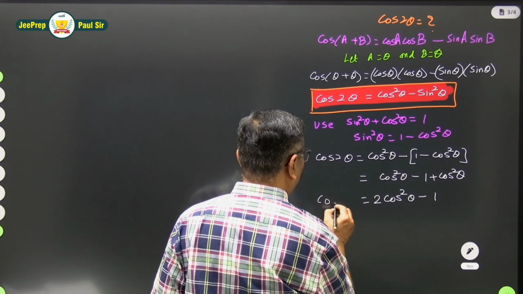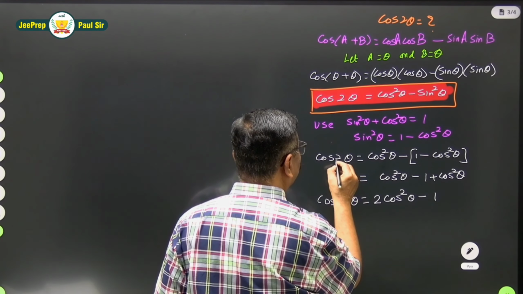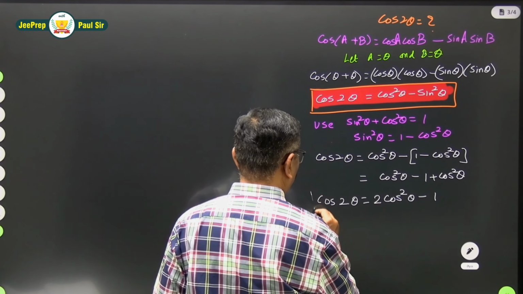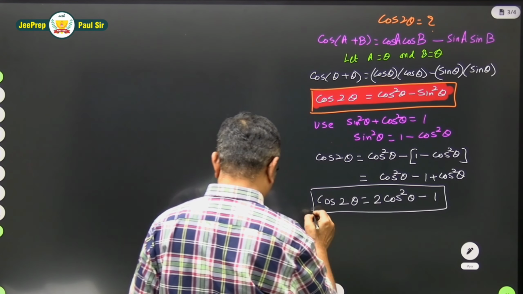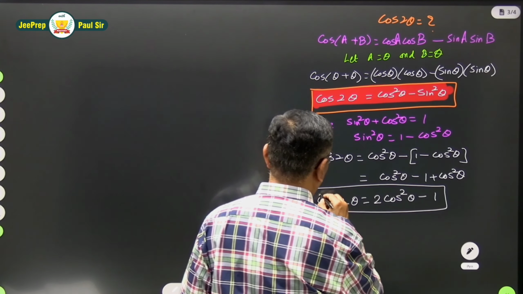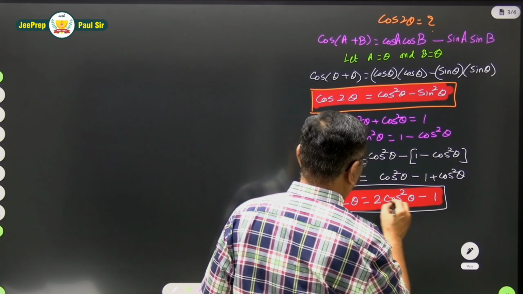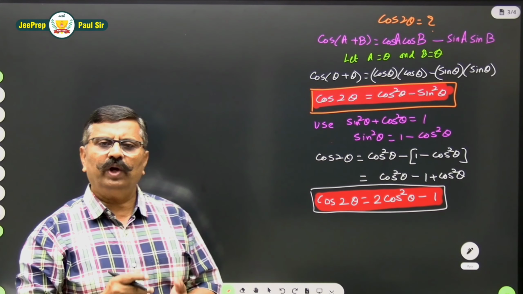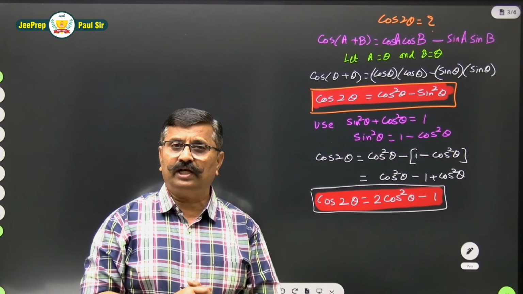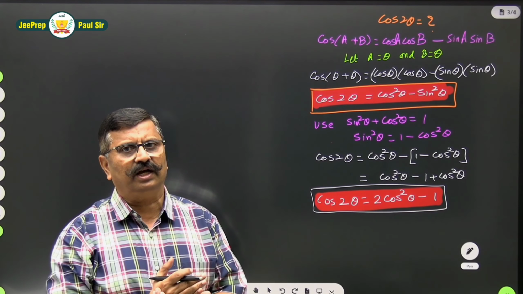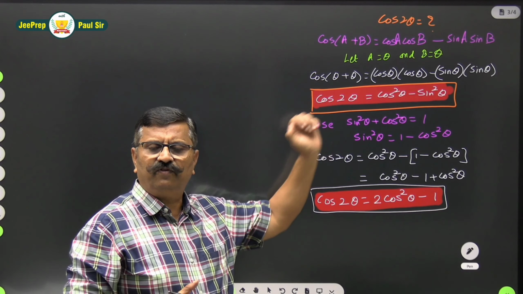Hence, another formula for cos 2 theta is 2 cos square theta minus 1. Now, I want to have one more formula for cos 2 theta, that is in terms of sine square theta. Then again, I will use this formula.